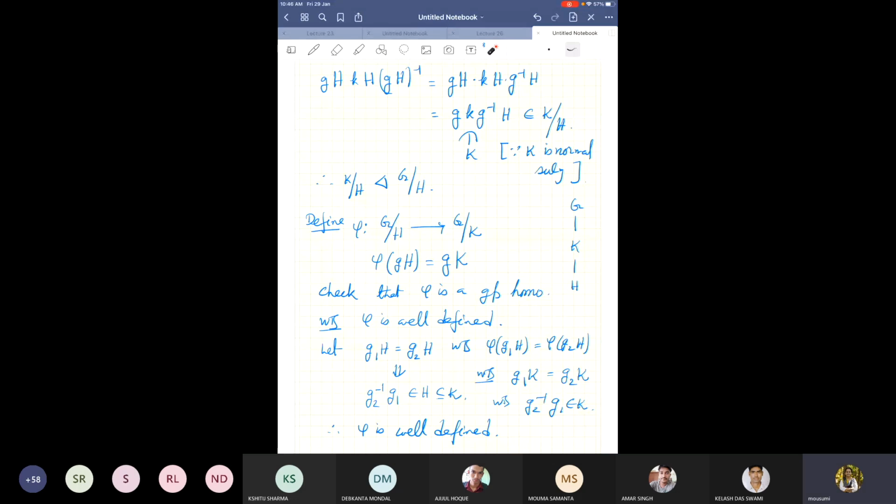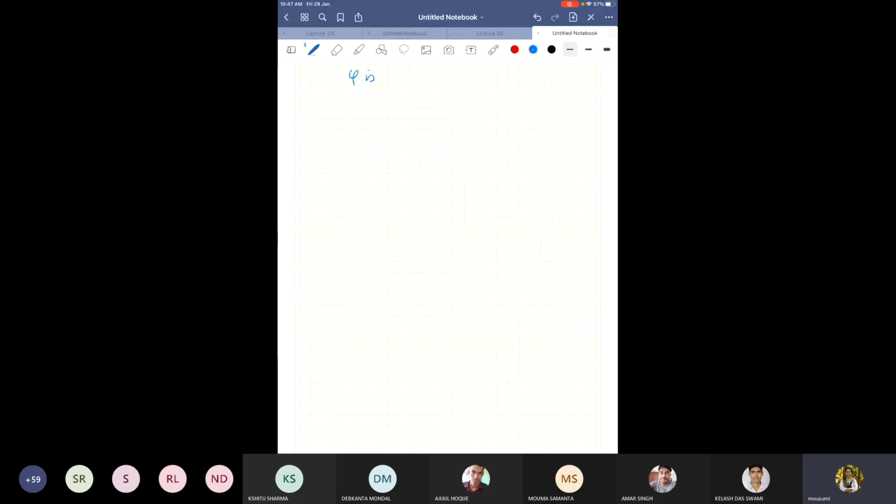Now I need to check that this map phi is surjective. Is the map phi surjective? Yes, because you just consider g, whatever belongs to G, and you can consider the corresponding left coset in G quotient H. So this map is surjective. Next, I need to find out the kernel of phi.